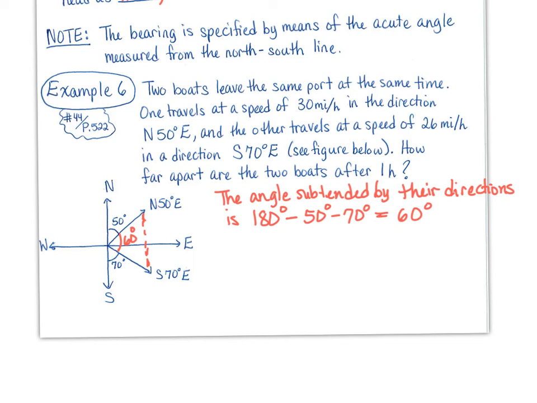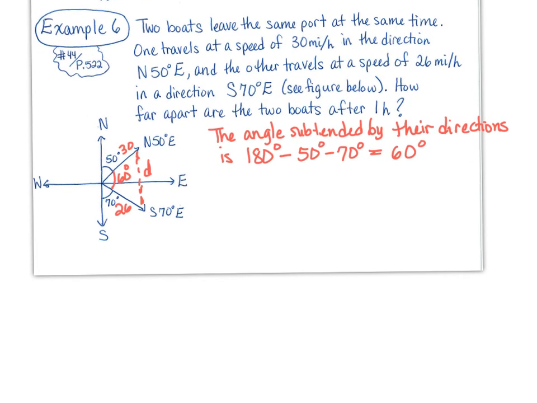What else do we know? We know 2 sides. What's this side? 30. Good. And do we know this side? No, that's the distance between the boats, right? So let's say D is the distance between the boats in miles. And what is the other side here? 26. Good. So we have that information, and now what do we use to find D?